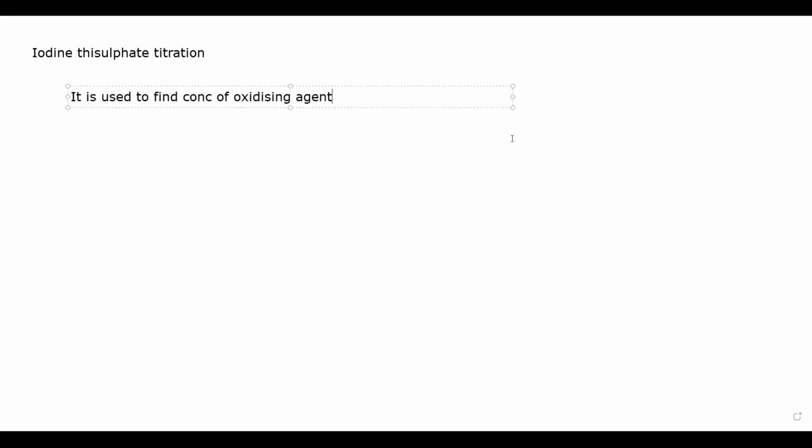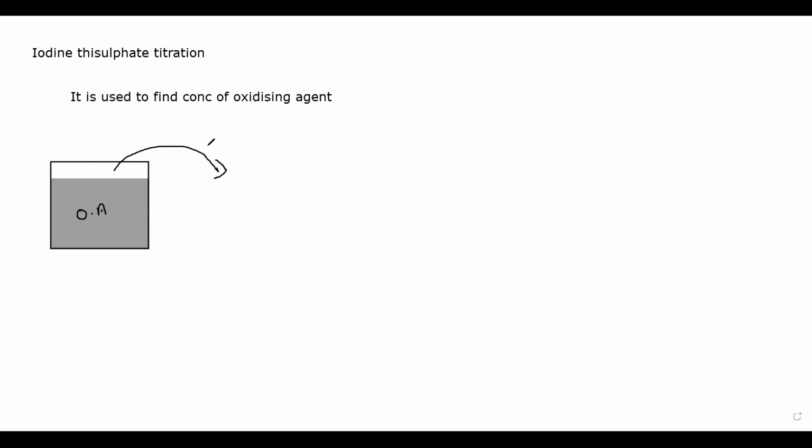So how can we find the concentration of an oxidizing agent? For example, you have a container filled with an oxidizing agent and you want to find its concentration. First you take out, not all of it, a small quantity by using a pipette, a measuring cylinder or a burette. For example, you take 25 cm3 of this oxidizing agent and add it into a conical flask. So we have the oxidizing agent in the conical flask.